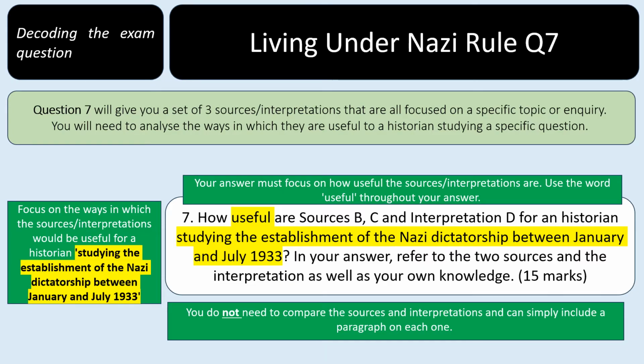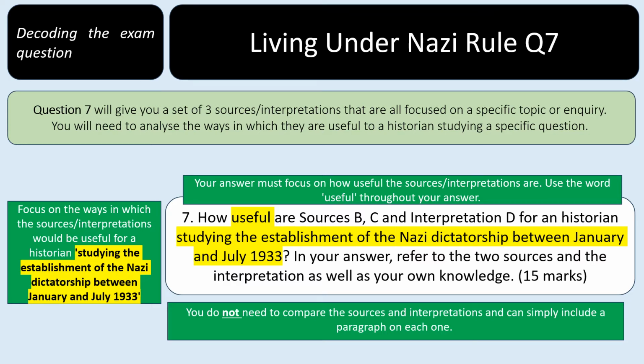Okay, so in terms of question 7 for Living Under Nazi Rule, you will be given a set of 3 sources / interpretations that are all focused on a specific topic or inquiry. You will need to analyse the ways in which they are useful to a historian studying a specific question. So this is the question that we're going to look at in this video.